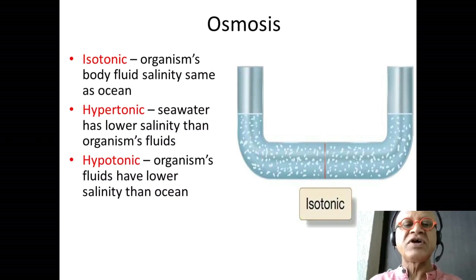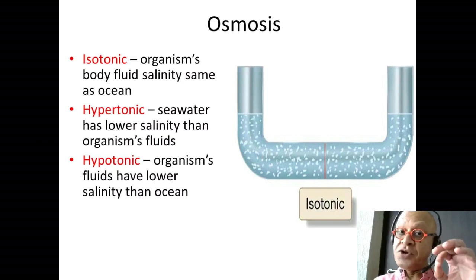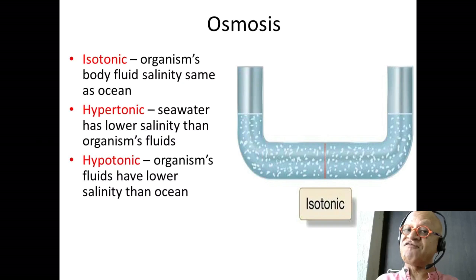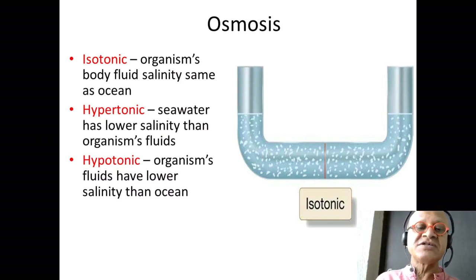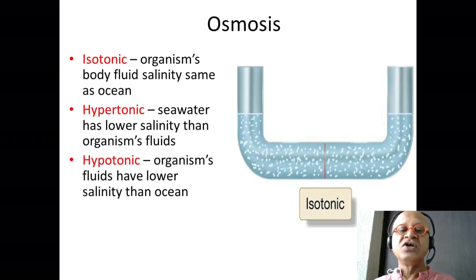So hypertonic is when seawater has lower salinity than the organism's fluid. So organisms have fluid inside, we have fluid inside. It has certain dissolved materials, which are salt in the ocean. Fish have salt in their body fluids as well. And hypotonic is when organisms' fluids have lower salinity than the ocean, which means the osmotic pressure is going to depend on the body fluids' concentration of salinity compared to the fluid in which they live.